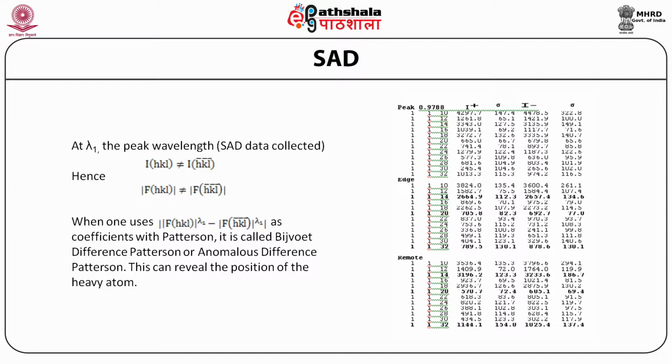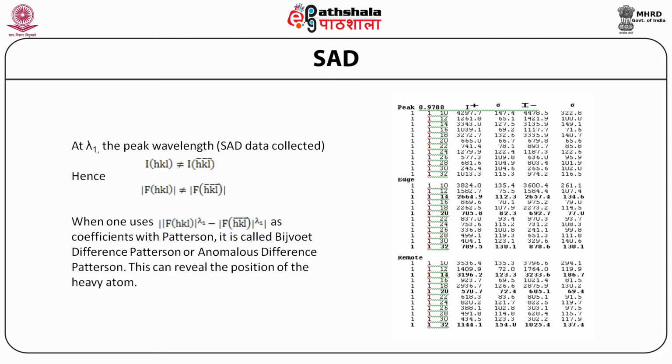If you just see the data collected at the peak, that is where F double prime is the maximum, that is lambda 1, where intensity of HKL is not equal to intensity of H bar, K bar, L bar, and hence modulus F HKL is not equal to modulus F H bar, K bar, L bar. You can easily see this violation of Friedel's law here. You take 114 reflection. For HKL, intensity is 3343, whereas for H bar, K bar, L bar it is 3135. Roughly they differ by 200 units. So like that, hundreds of reflections will be there.